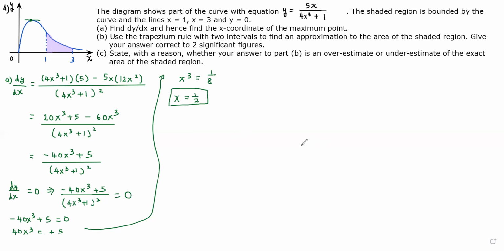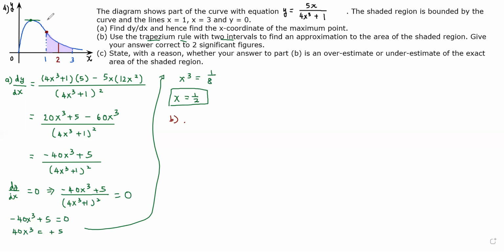Part B, we need to use the trapezium rule with 2 intervals to find an approximation to the area of the shaded region. Your answer must be correct to 2 significant figures. For 2 intervals, this is the second interval. This occurs when x is 2.